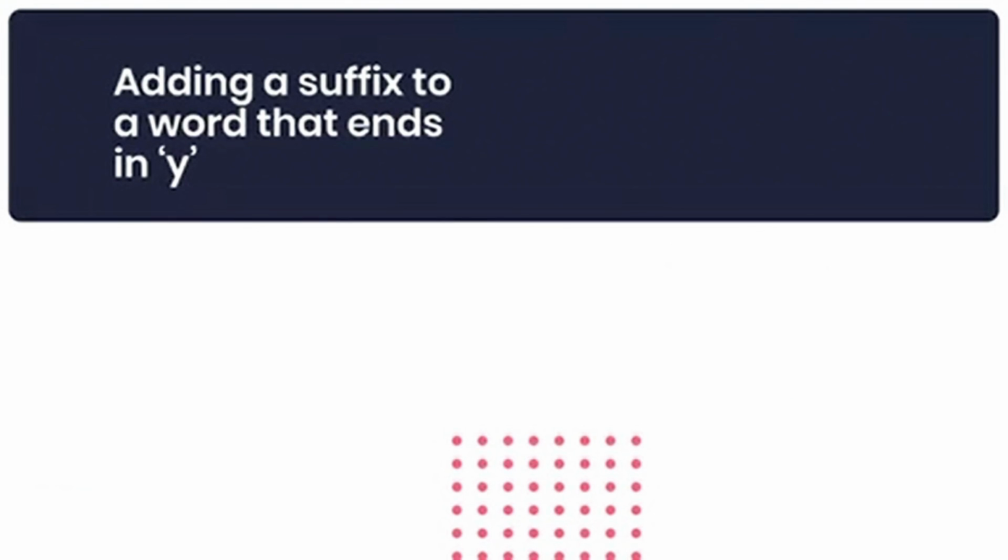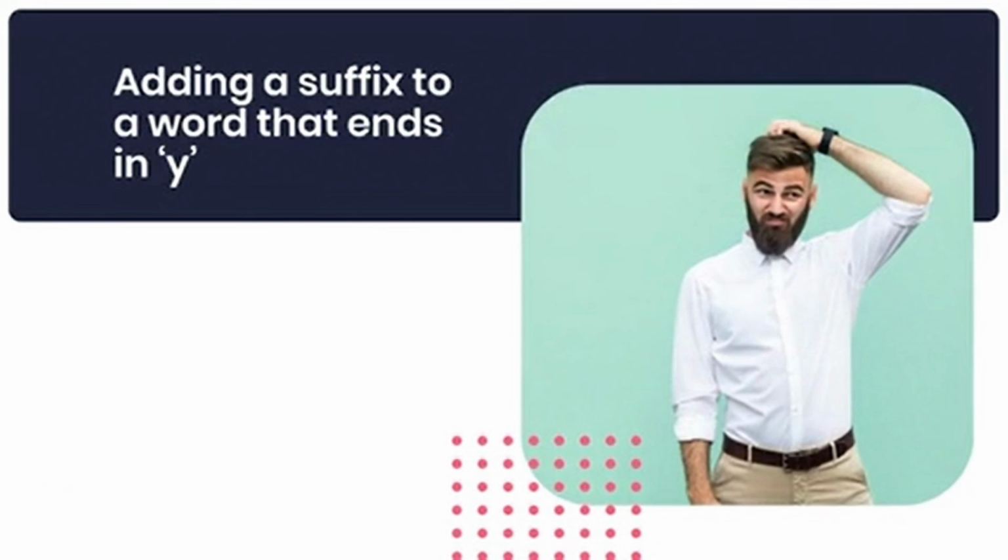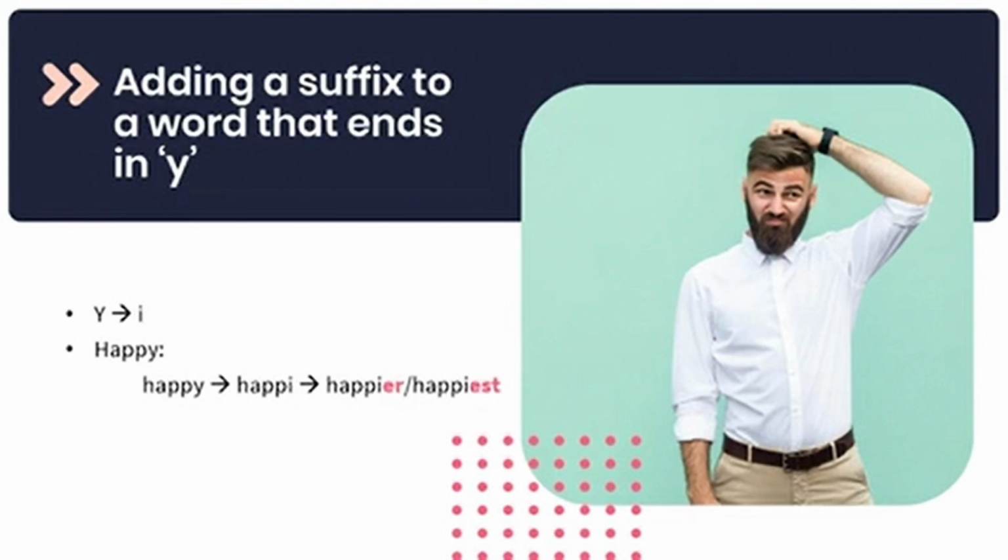Now, do you remember what happens when you add a suffix to a word that ends in Y? Well, the Y needs to change to an I. For example, let's take the word happy, which is an adjective that ends in Y. If you want to change it to comparative or superlative form, you'd have to add the suffix ER or EST. So, the letter Y at the end of the word needs to change to I before you can add either of these suffixes.